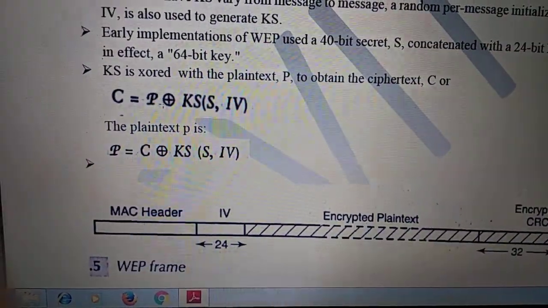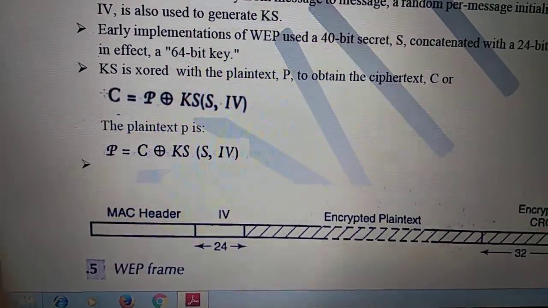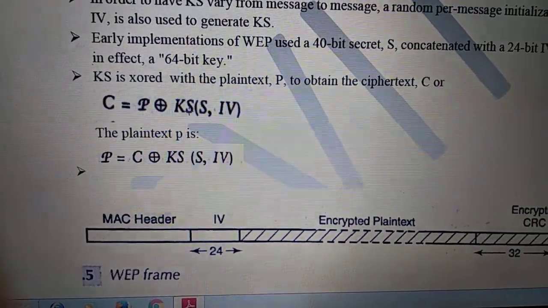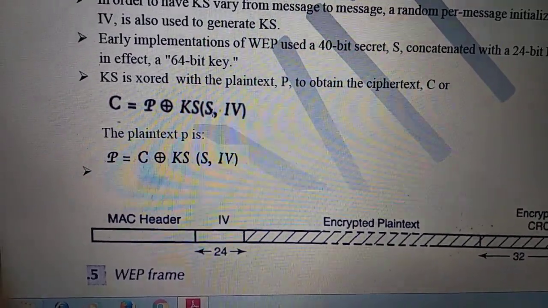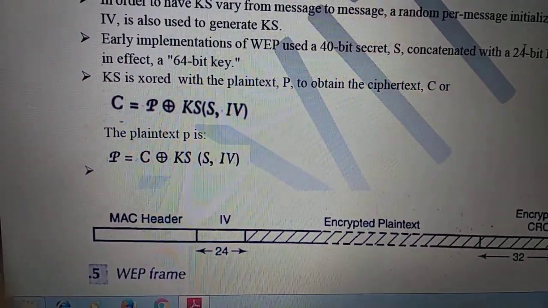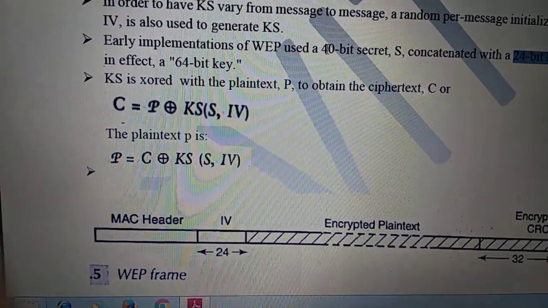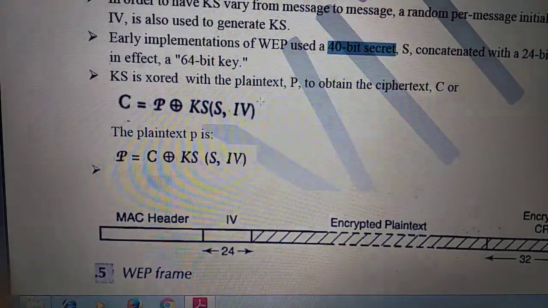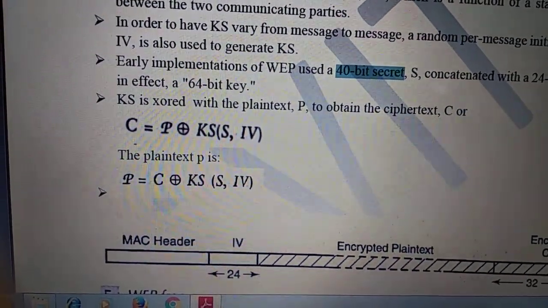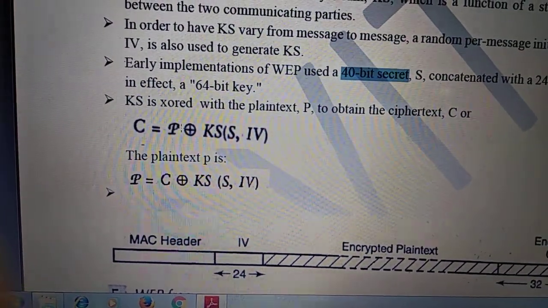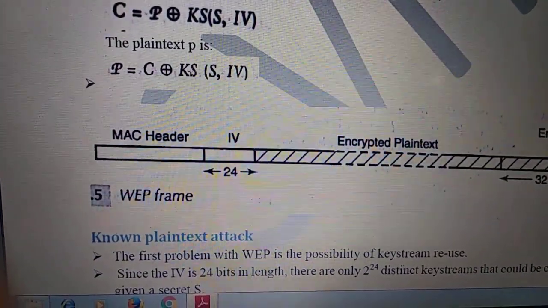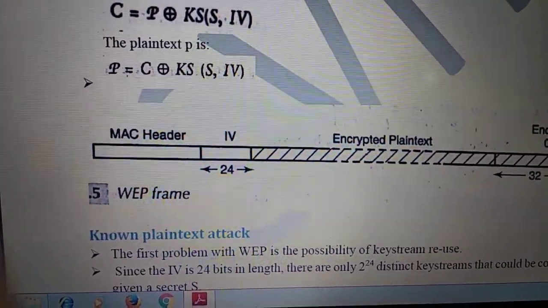Very simple. By seeing this formula you can understand. After encryption you will get back a cipher text, that is plain text XOR with the key stream. The key stream comes from the secret, a static secret between the two communicating parties, plus the IV, the initialization vector, which is 24 bit, and the secret is a 40 bit secret. Both are fed into the stream cipher algorithm, RC4, that is KS, then XOR with the plain text. That is how we get the cipher text. Similarly, the same cipher text XOR with the key stream will get back the plain text, right?